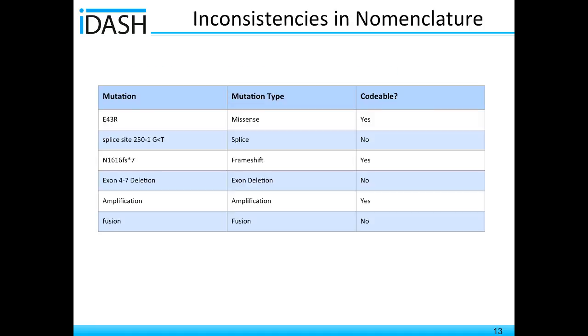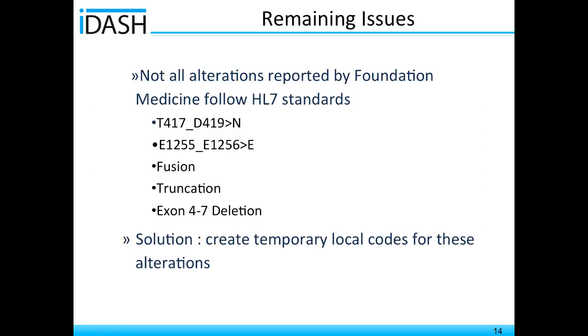So going on to the inconsistencies in nomenclature, you can see that the more common mutations such as missense, frameshift, and amplification are actually able to be recorded under a code, while the more Foundation Medicine-specific or somatic-specific ones do not have a codable structure yet, such as splice, exon deletion, and fusion. So these alterations are reported by Foundation Medicine, and they do still have clinical significance.